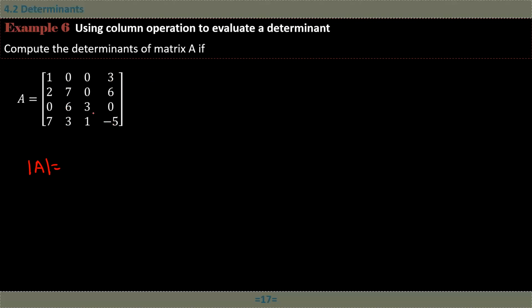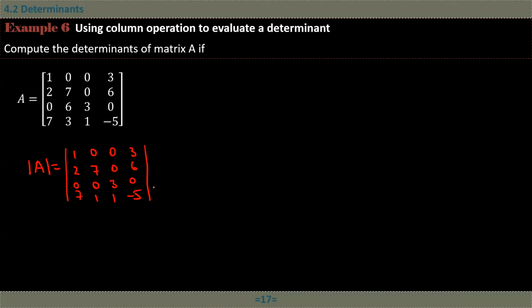As you see here, if you just multiply the third column by negative 2 and add it to the second column, what do we have here? Here we have 1, 2, 0, 7, and 0, 0, so nothing changed here, 0, 7. Multiply by negative 2, negative 6 plus 6, that's equal to 0, and negative 2 plus 3, that's equal to 1. And here we have 0, 0, 3, 1. And here we have 3, 6, 0, negative 5.